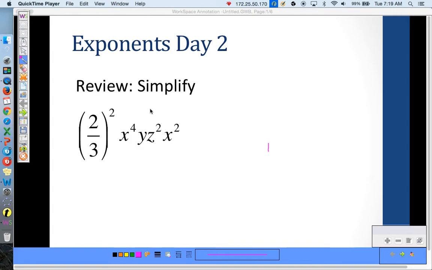Today we're going to take a look at the second day of exponents. So the first thing I ask you to do here is simplify. So we know we can square both these inside. So we have 4/9. And let's see, we have two bases of x. So we'd have x to the 6th, y, and z squared.